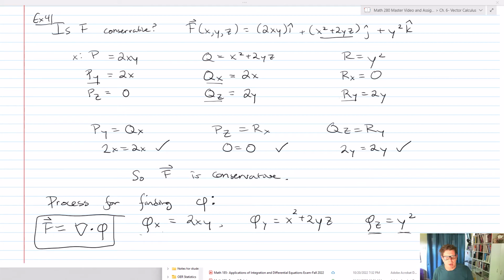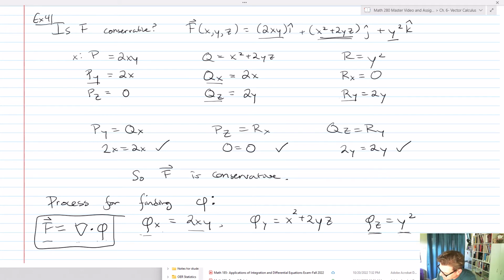Okay? Now what we want to do is find this potential function phi. So we're going to play off the fact that the conservative vector field f is equal to the gradient of phi. What that means for us is that phi of x is going to equal 2xy. That's that value right there. Phi of y equals x squared plus 2yz. And phi of z is going to equal y squared.